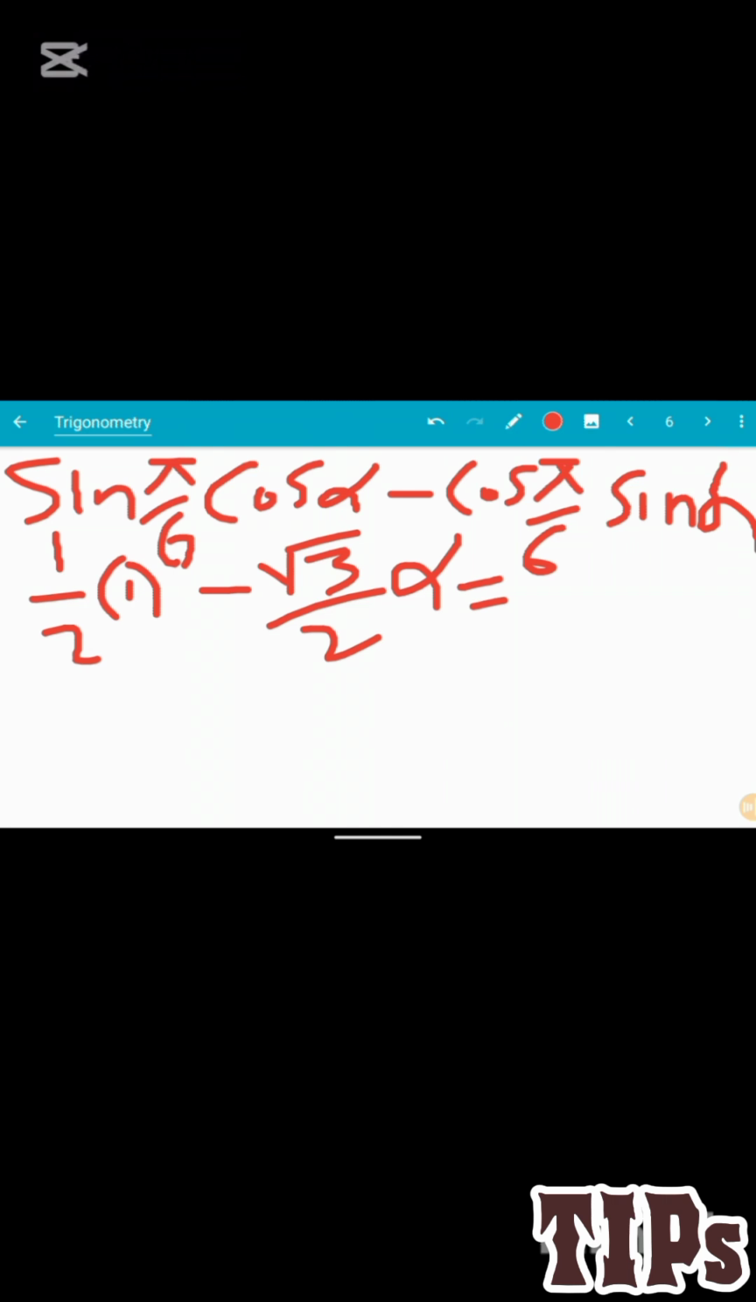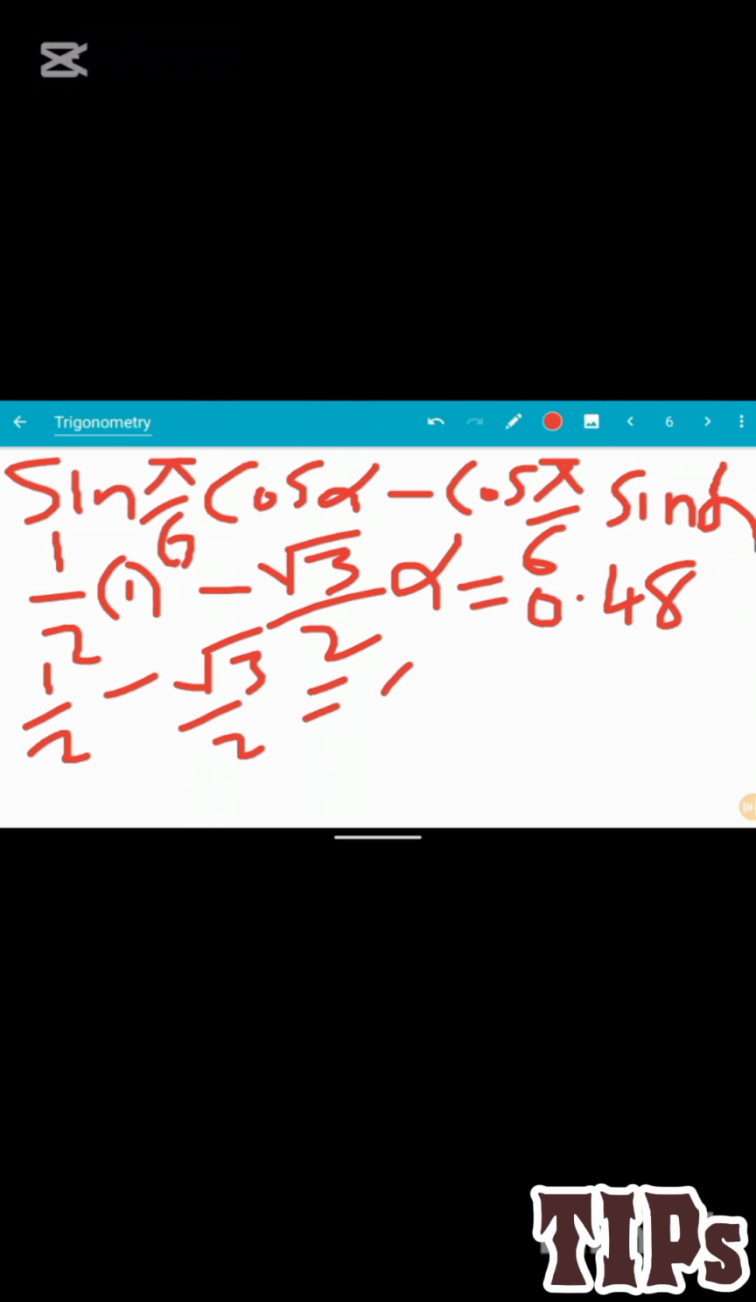Oh, sorry, sine alpha, not lambda. I made a mistake. Sine alpha, which is equal to what? Which is equal to 0.48. So this 1 over 2 minus 3 over 2 is equal to 0.48. We have an alpha here.